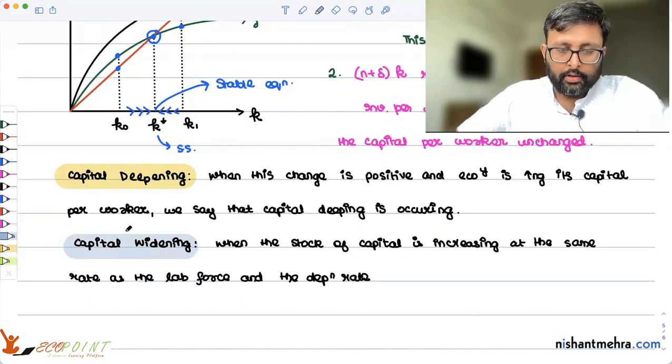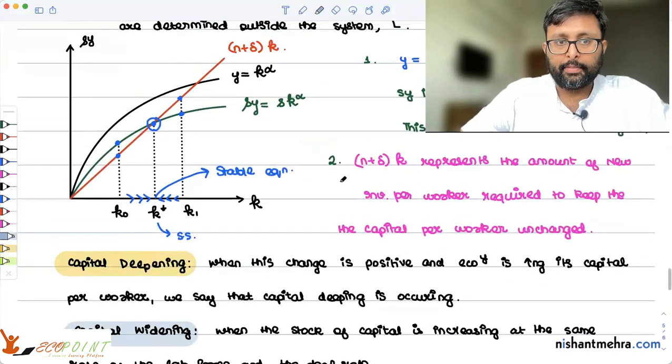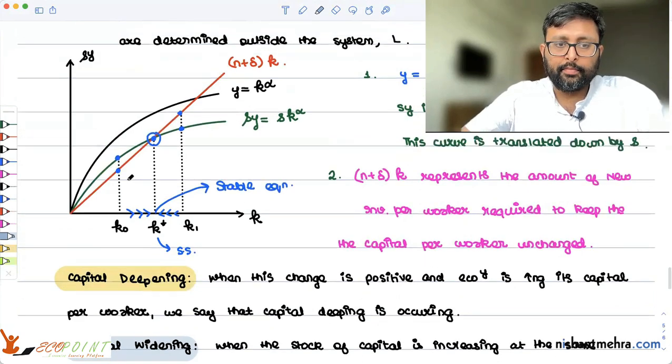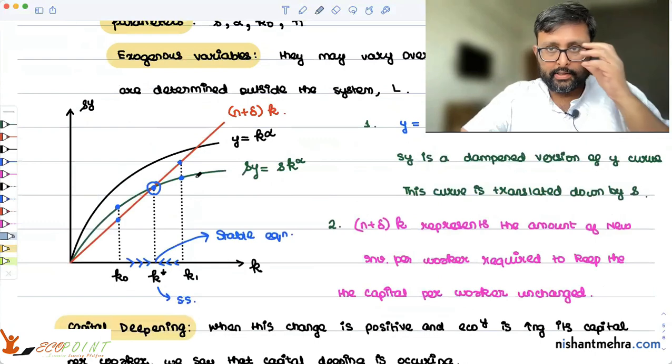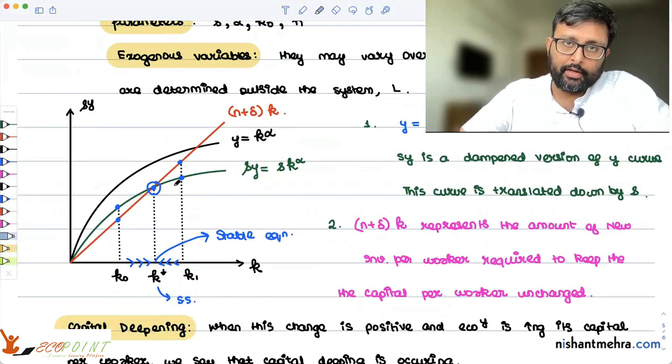So this is what capital deepening and capital widening is. When you move from K naught to K star, here in this diagram, this is the capital deepening case. That is, every individual has more capital per worker. Every individual has more capital with him. That is the capital deepening case.